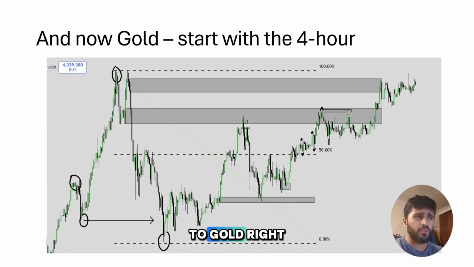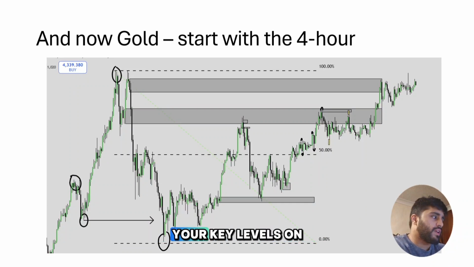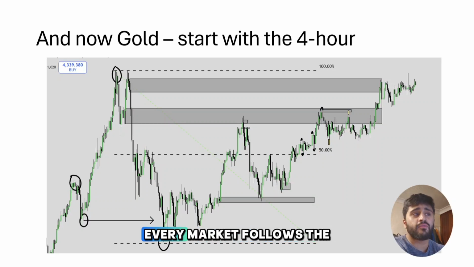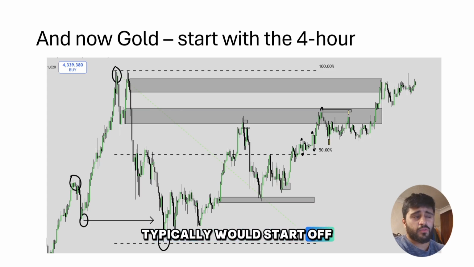Okay, now moving on to gold, right? So I don't trade gold, but I get lots of questions about how you form your key levels on gold. So gold, ES futures, even Bitcoin, they all follow the same narrative, right? Every market follows the same narrative. So on gold, I typically would start off on a 4 hour.